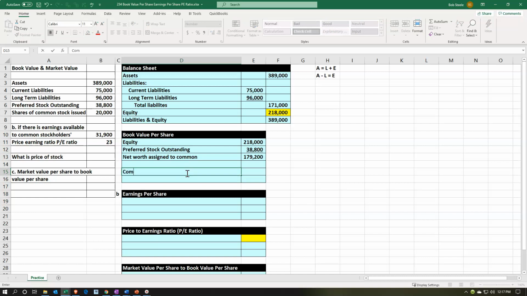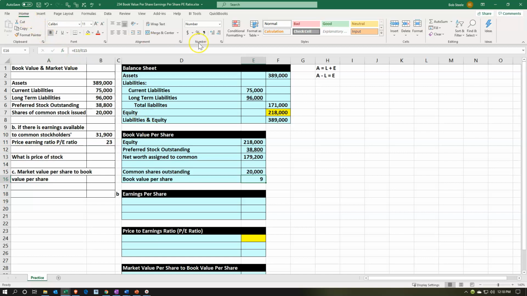So I'm going to say common shares outstanding, which I could have said. That's going to be equal to the 20,000. And that's going to give us the book value per share. And that's going to be a division problem. So this will be equal to the 179.2, the net worth assigned to common stockholders, divided by the common shares outstanding. Let's format this to give us some decimals.